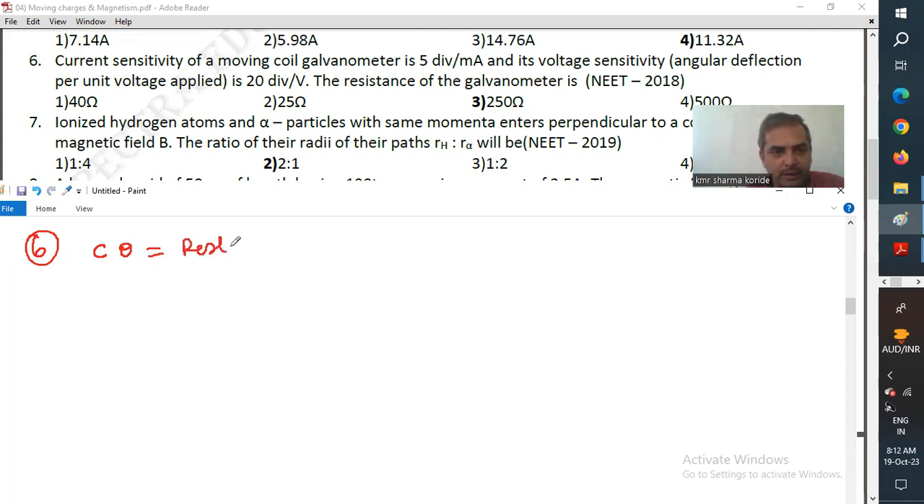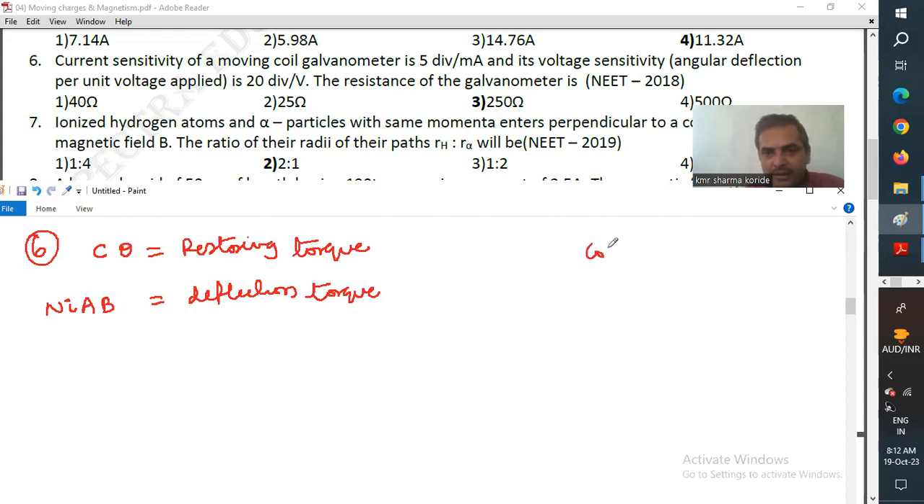This is called restoring torque. In the concept of moving coil galvanometer, this is called restoring torque, which is balanced by deflection torque. So what is deflection torque? N is the number of turns, I is the current flowing through the coil of the galvanometer, A is the area of cross section, and this is B. Of course, you will also get cos theta and sin theta.